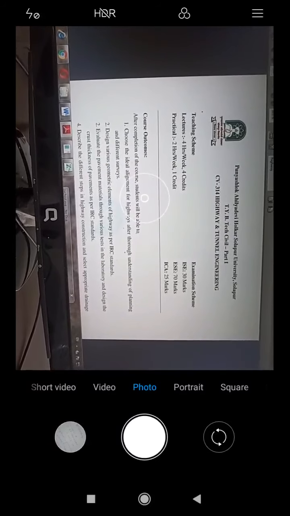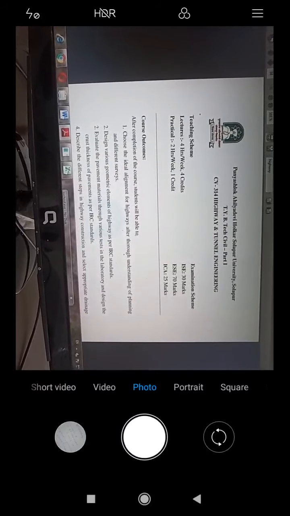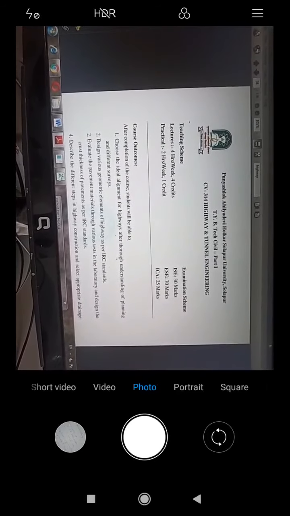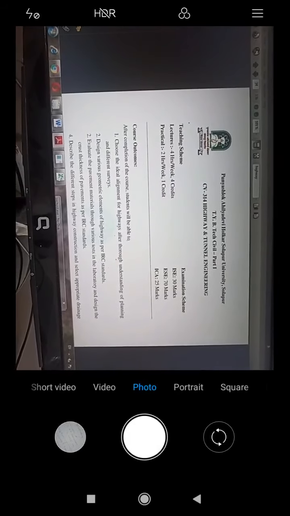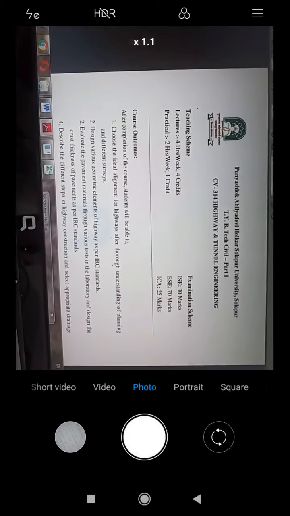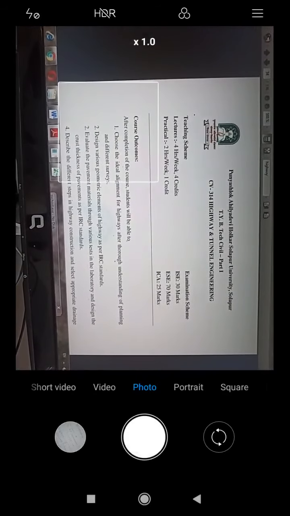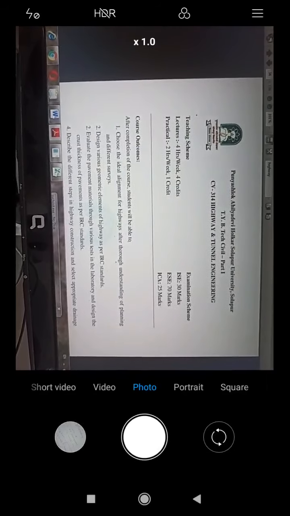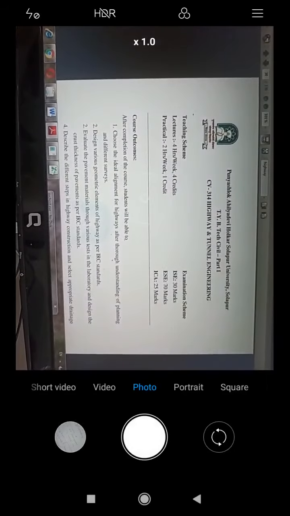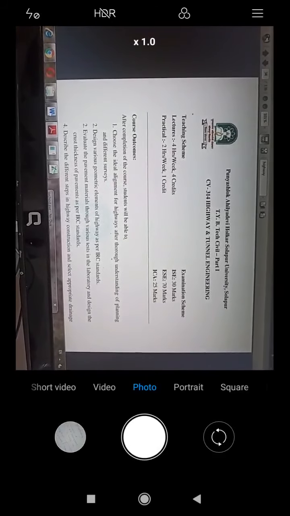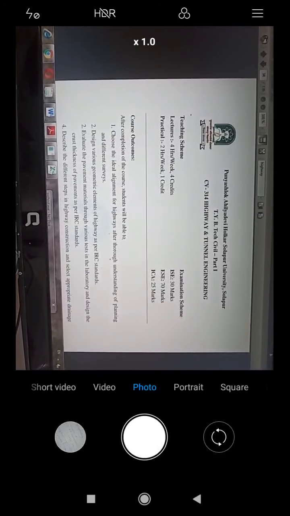Today we have to introduce the subject of highway and tunnel engineering, as per the syllabus curriculum of Punyashlok Ahilyadevi Holkar Solapur Vidyapeeth, Solapur, for the TY B.Tech Civil Part First. So we will discuss the teaching scheme for the subject. The lectures for this subject are 4 hours per week, meaning 4 credits. The practical session is 2 hours per week, 1 credit.